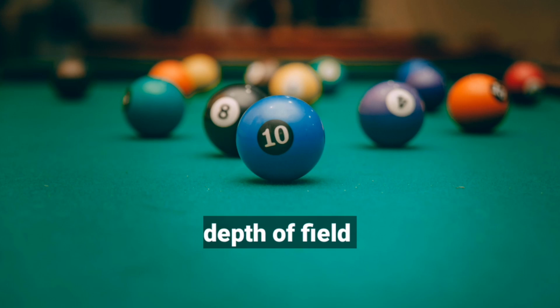Depth of field. Depth of field is the amount of distance between the nearest and farthest objects that appear in acceptably sharp focus in a photograph. Depth of field depends on the lens opening, the focal length of the lens, and the distance from the lens to the subject.